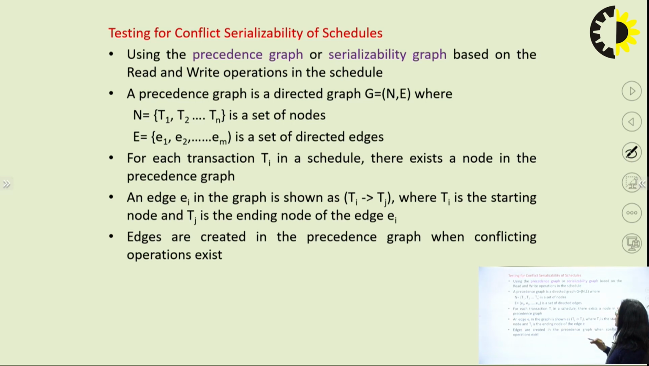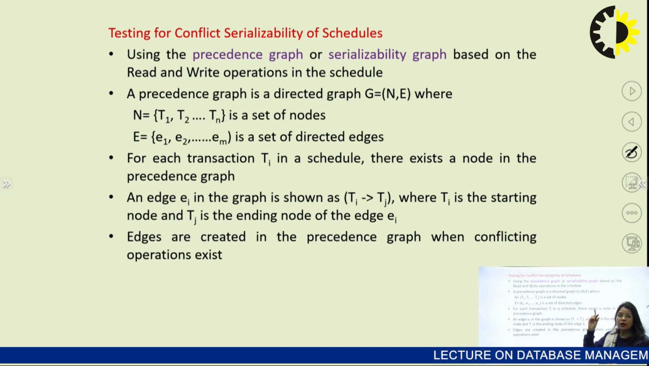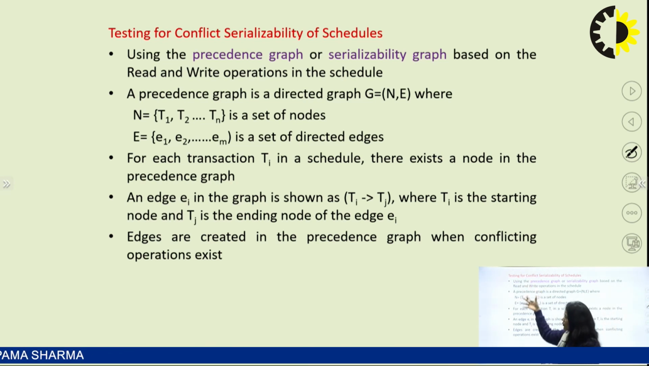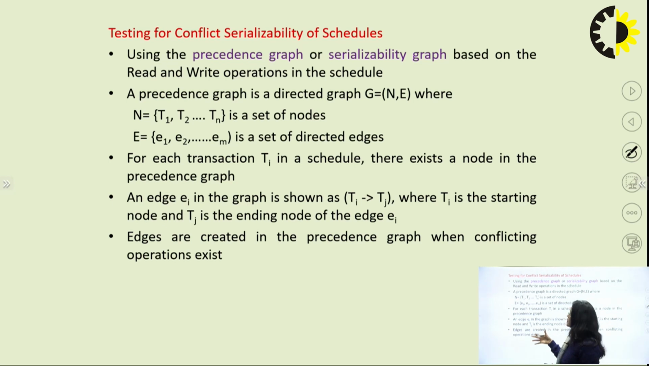Okay. Now we need to test whether a given schedule is a conflict serializable schedule or not. To test this, we need to make a graph, right? This graph is a very easy graph and it is known as the precedence graph or serializability graph. This graph can be made on the basis of read and write operations in the schedule. Other operations we will ignore. We will consider only read and write operations in the schedule.